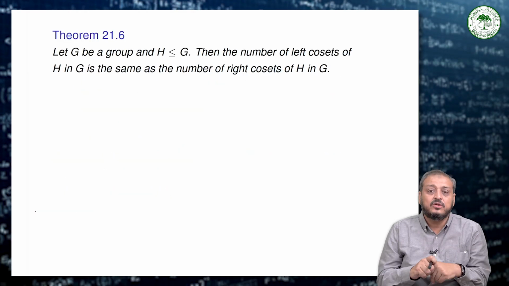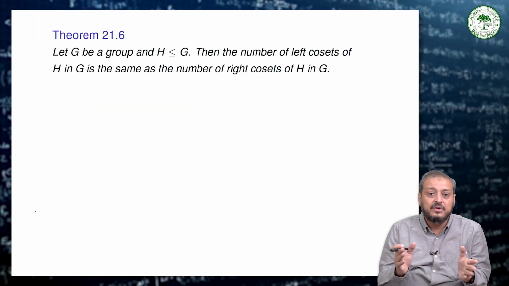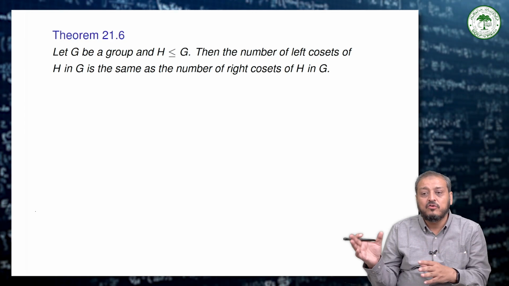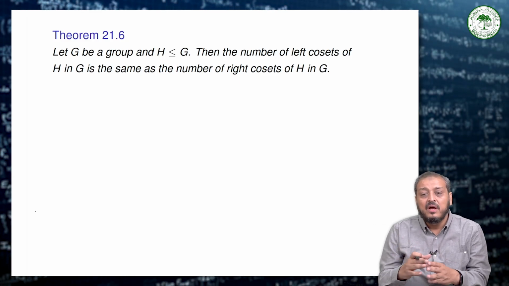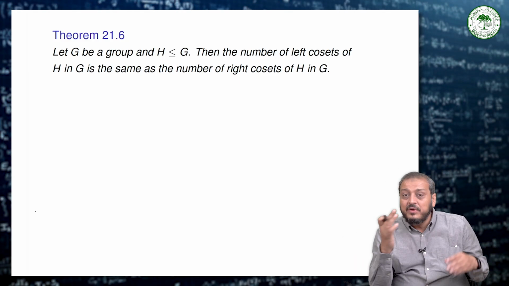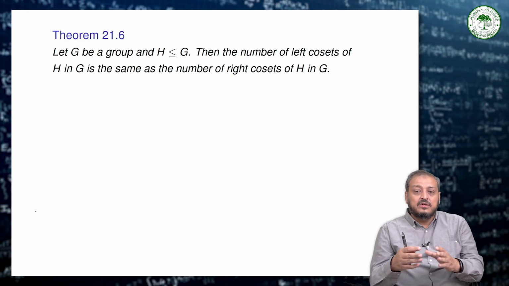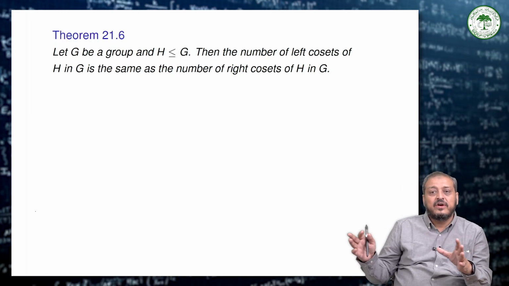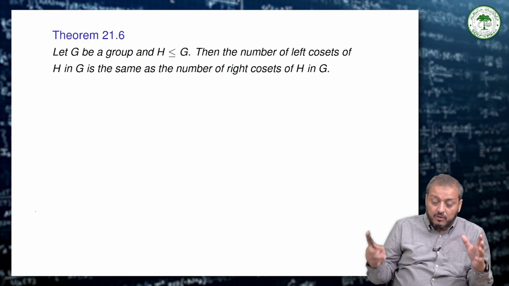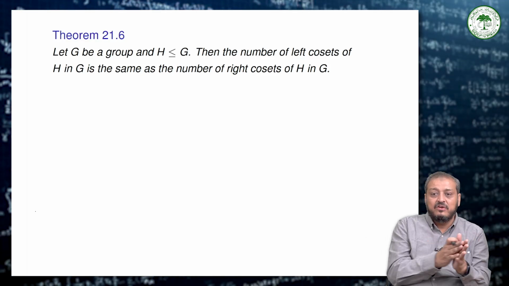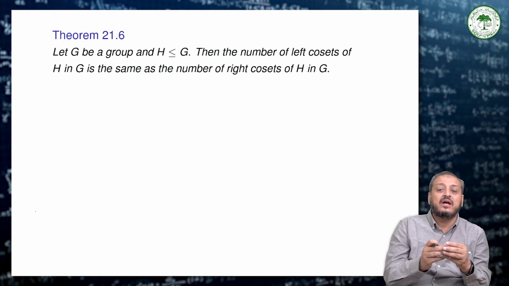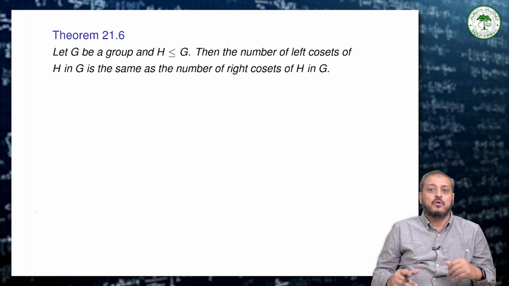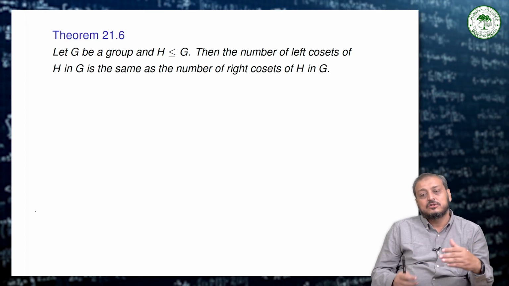The next theorem says that if G is a group and H is a subgroup of G, then the number of left cosets of H in G is the same as the number of right cosets of H in G. So for any subgroup H of G, we have to show that the number of left cosets and the number of right cosets are the same. Again, we prove this by the same method.